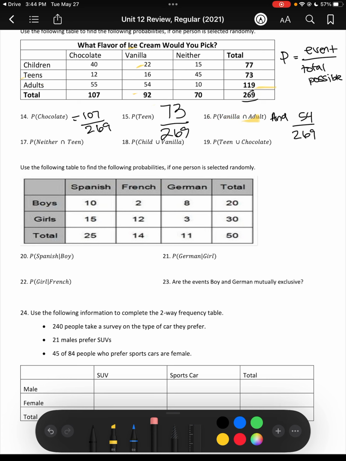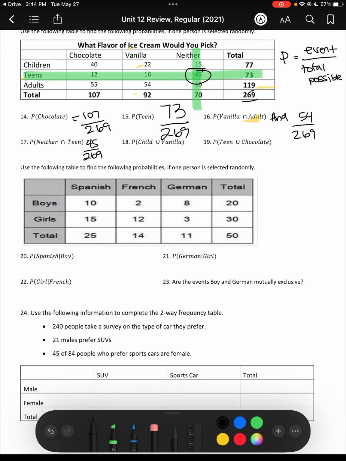All right, our next question. What is the probability that I get someone who neither likes chocolate nor vanilla and they are a teen? So here we have that intersection or and again. So I'm looking for where do those two things cross? So I follow the teens, I follow the neither, they cross at 45. So my probability is 45 out of 269 people.